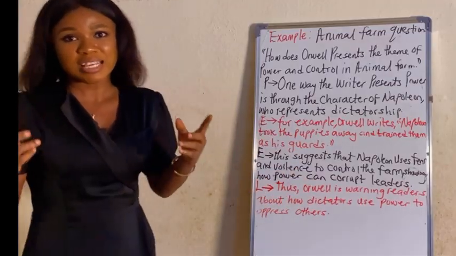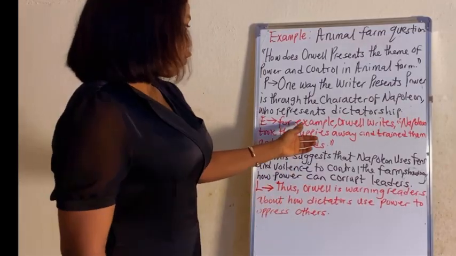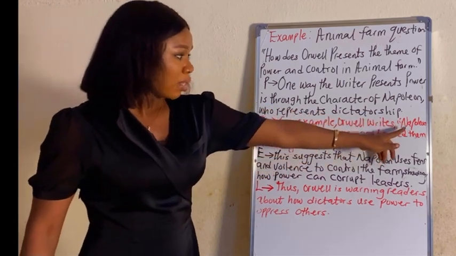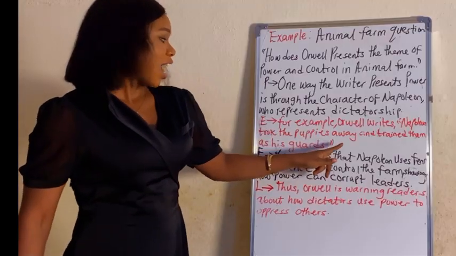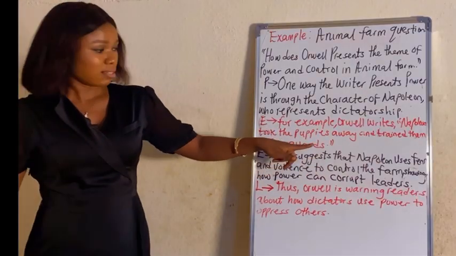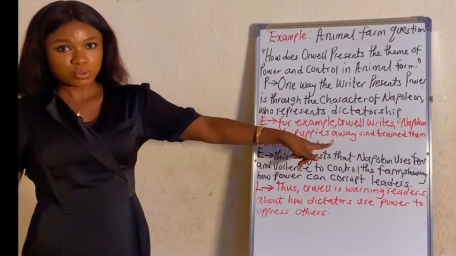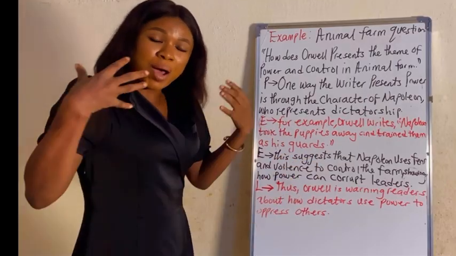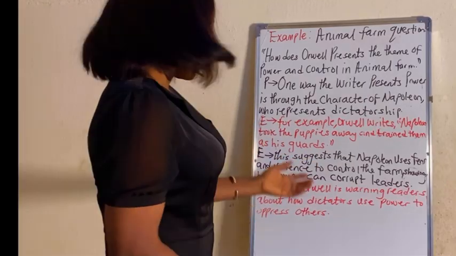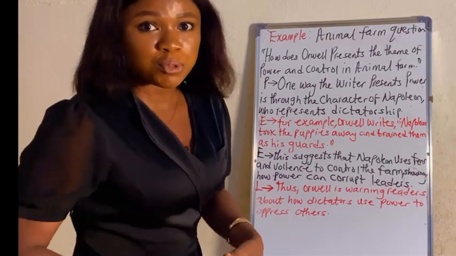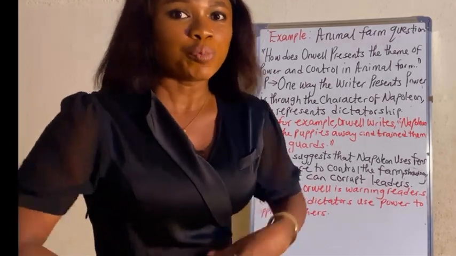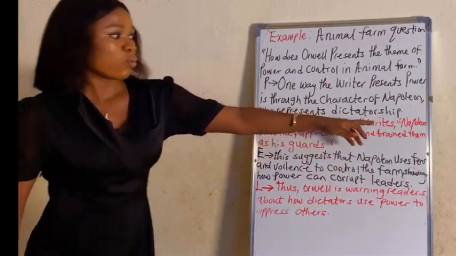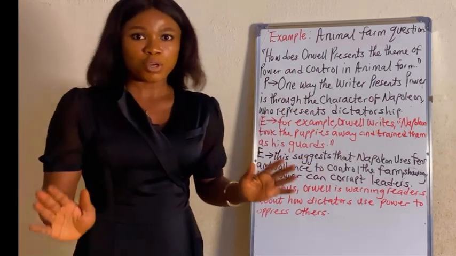Remember, for your evidence, I said you can use for example. So, for example, Orwell writes, then my open quotation mark, Napoleon took the puppies away and trained them as his guards. My full stop and then my closing quotation mark. What does that mean? I have brought out the evidence from the text to show the power that Napoleon is exhibiting, the fact that he took the puppies in and then he trained them to be his guards so that he can use them to harass or molest any animal that comes against his will. So this is my evidence from the text. It's open quotation, closing quotation, and I'm done with my evidence.